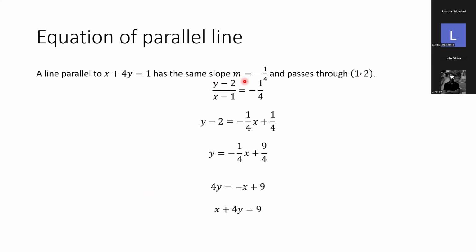So you have y minus 2 over x minus 1 being equal to negative a quarter. And then you manipulate this whole thing to give you the equation of the line, which is this one, or this, depending on how you want to write it. Do you get it now? All right.